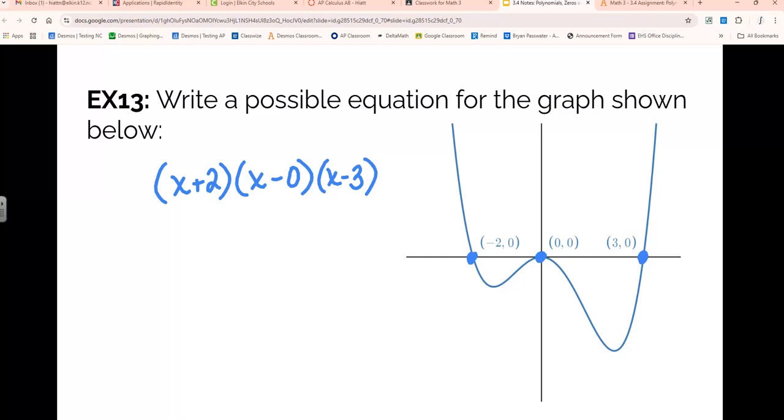I also need to consider multiplicity. Do any of those zeros have a multiplicity of 2? Which one? That double 0 one right there. That's a bounce, right? It doesn't cross the graph. It just touches it and goes right back down. So this one should have a square with it. Once again, they are probably not going to write it like this. It would just be x squared times x plus 2 times x minus 3. The first line's correct. It's just probably not what the answer choice is going to look like if it's multiple choice.